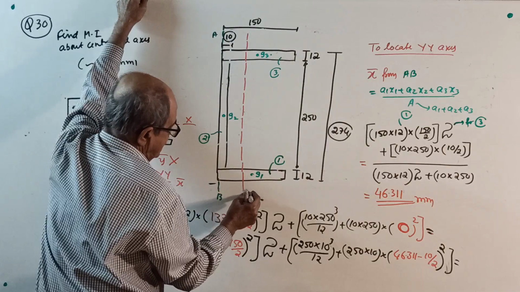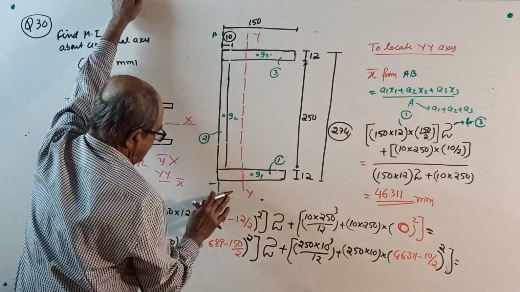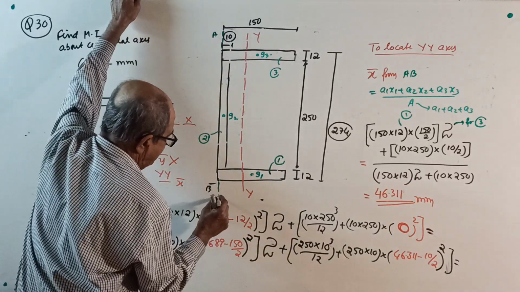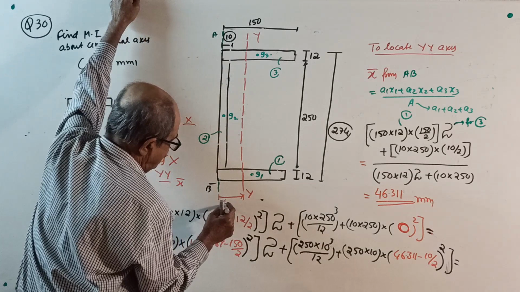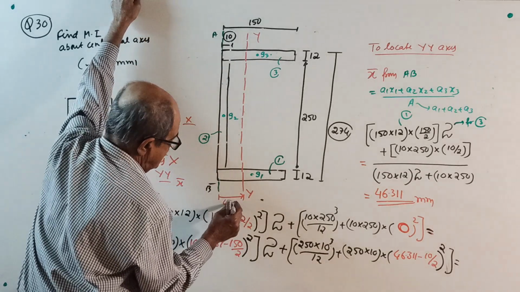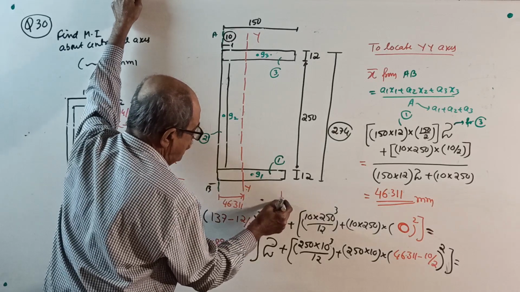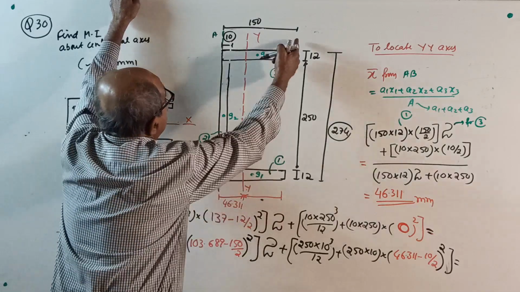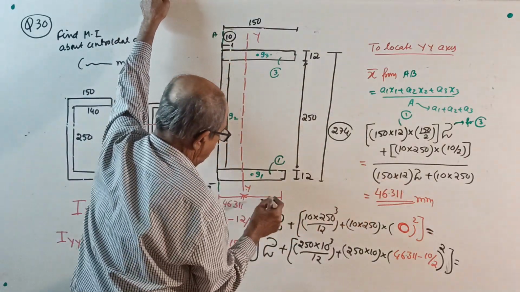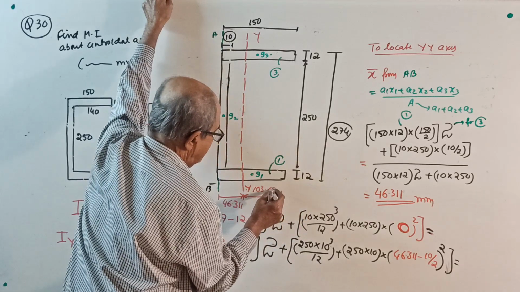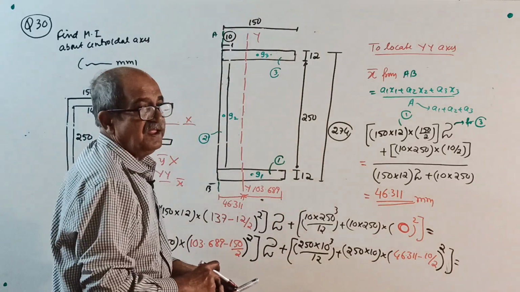Mark here, 46.311 from B. This is your y-axis, and this is your x bar, 46.311. From the other side, it will be total 150 subtracted, which I noted down as 103.689. Okay, this is ready.